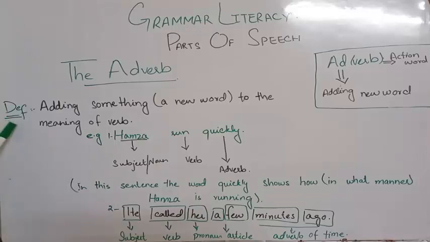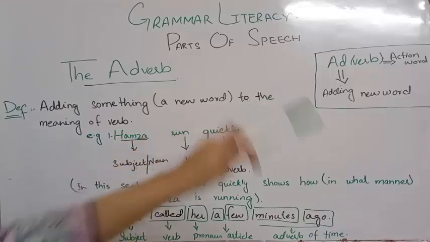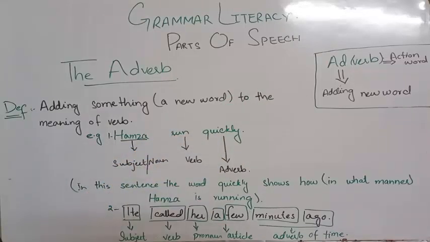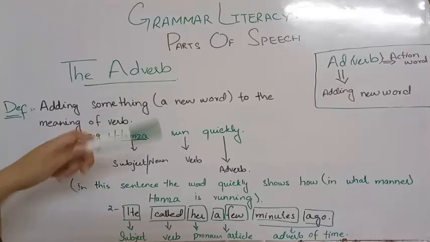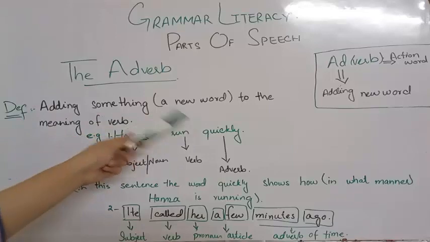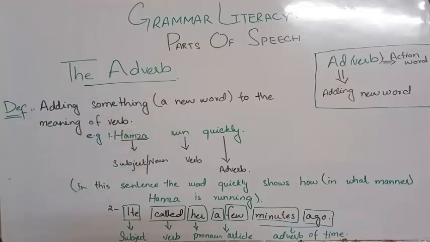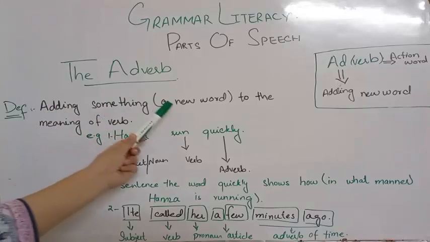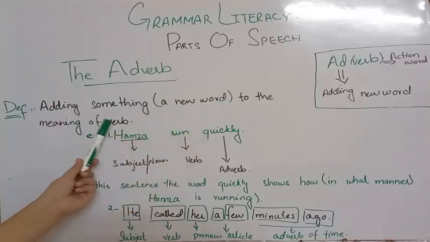Alright, what does the definition say first of all? While going with the definition, first of all look at the box. It's written here: adverb. You can say that I'm going to split it into two words, ad and verb. Verb means an action word, and ad means adding something to that action word. So adverb is adding something to the meaning of an action word. It's a very simple definition: adding a new word to the meaning of the verb.